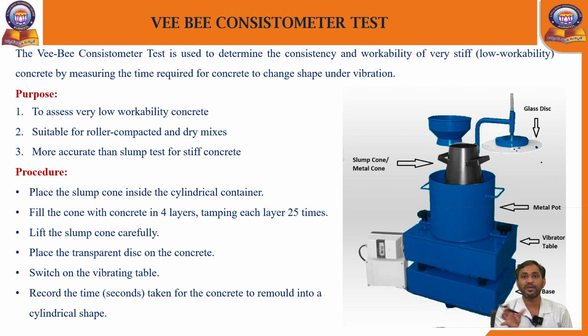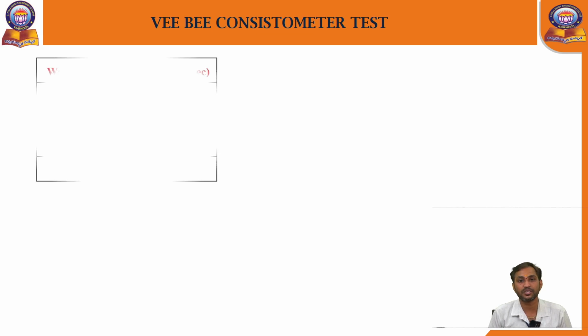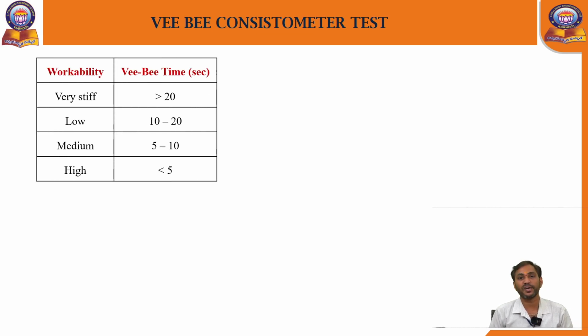Due to the vibration process, the concrete will slowly settle, and just record the reading of how much time it takes to settle the stiff concrete in a specific location. That is the VB consistometer test. It will provide the time.